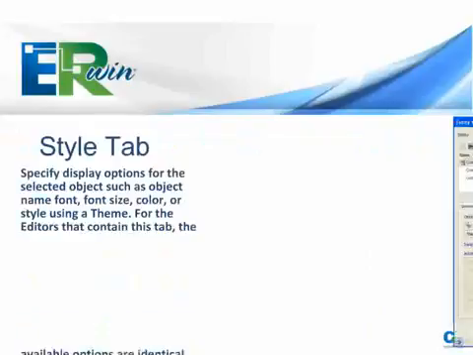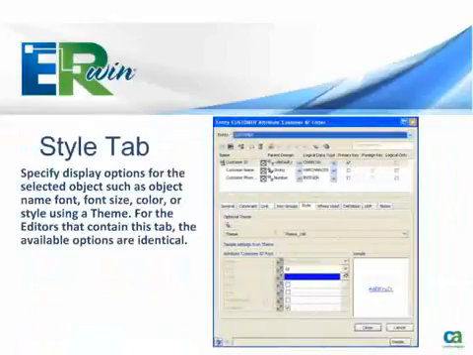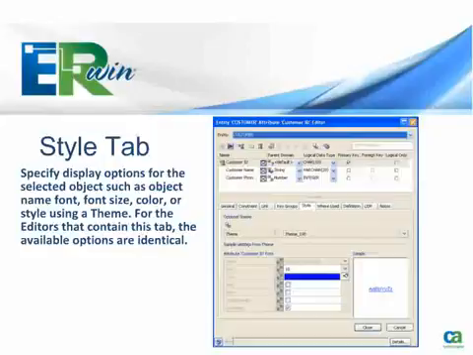The Style tab lets you specify various display options for an object using a theme. You can choose to apply a specific theme for only selected objects or all objects. The Theme Editor, which lets you create new themes or change an existing theme, is invoked from the Style tab.